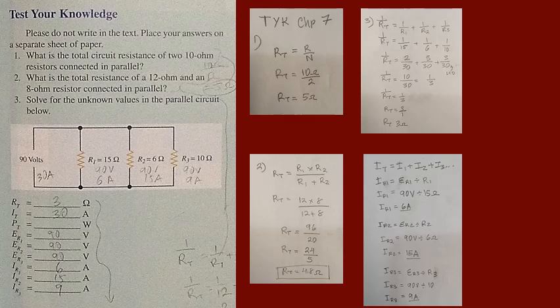plus 5 over 30 plus 3 over 30. That's the least common denominator, shown again on step 3, top right of your screen, which gives us a total of 10 over 30, which is simplified to 1 over 3, or 1/3. Since we have to take the reciprocal of that, 3 over 1, which is 3 ohms.